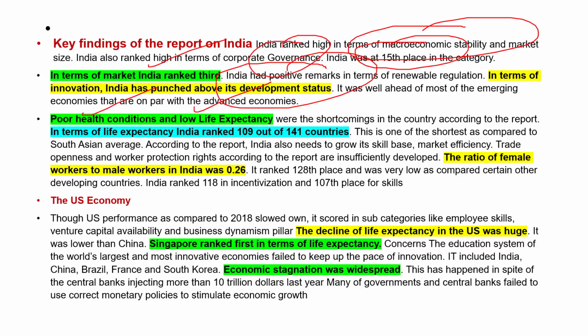The ratio of female workers to male workers is just 0.26, and we are performing very badly among these 141 countries. We are at 128th place, and India ranked 118th in incentivization and 107th place for skills. We are talking too much about skills, and we have brought a lot of schemes, and on a daily basis many abbreviations are coming, and many announcements are there. But among 141 countries in the area of skills, we are at 107th place. So shameful this condition is.